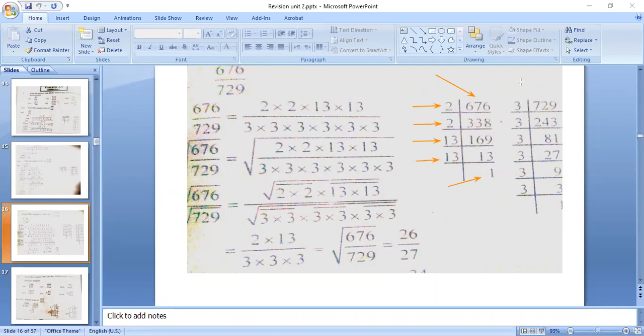Now we come to 729. Now 729 can be divided by 3. When we divide 729 by 3, we get 243. Then we divide 243 by 3 again, we get 81. Then we divide 81 by 3, we get 27. 27 divided by 3 gives 9. 9 divided by 3 gives 3. And when 3 is divided by 3, we get 1. Now we write in the fraction form.